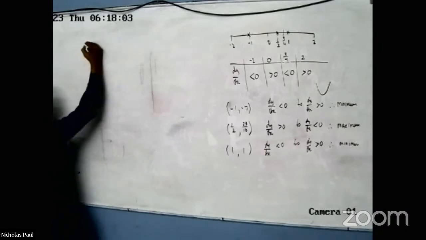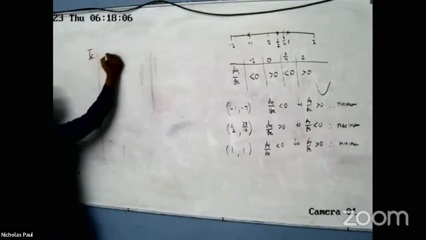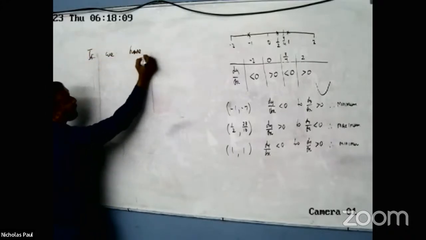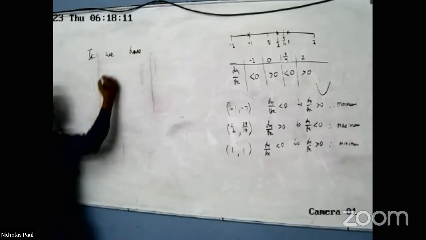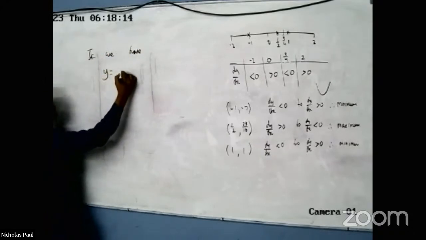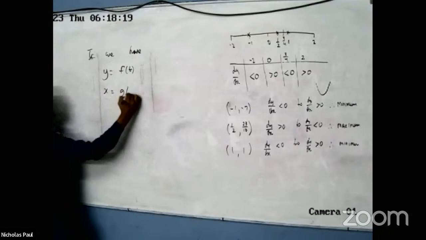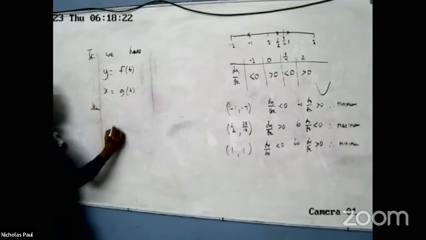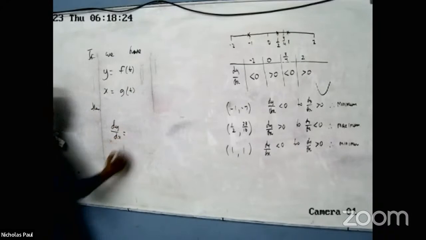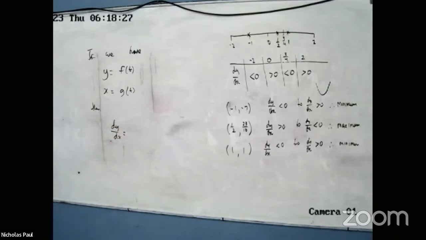So let's take a look at parametric equations. If we have two functions, let's say we have y in terms of t, and we have x in terms of t, then dy/dx is what? Any ideas? I have x in terms of t and I have y in terms of t. How would I get dy/dx?